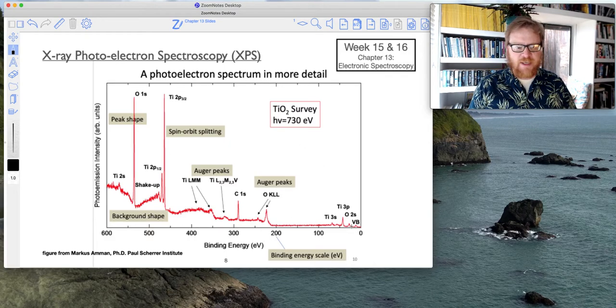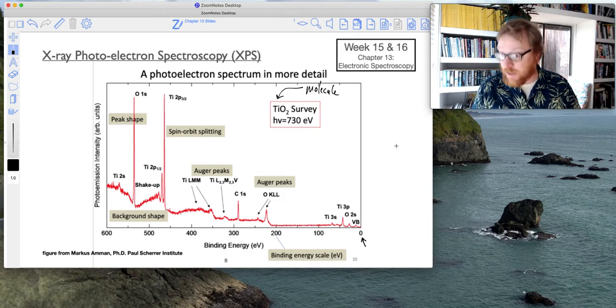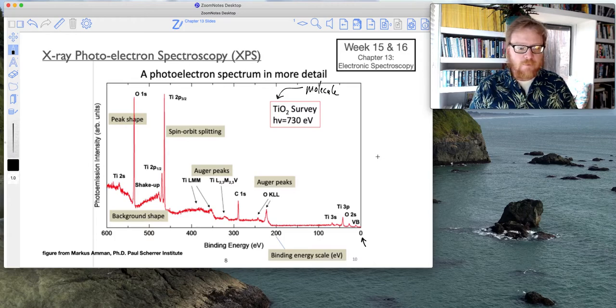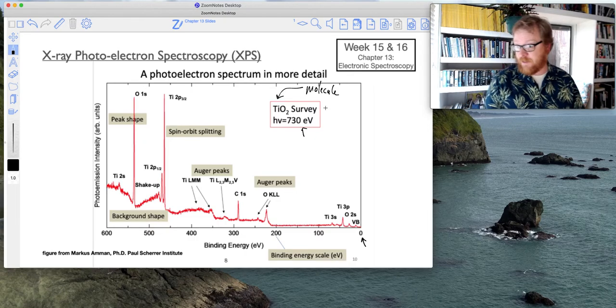So here you can see at zero binding energy, these are the electrons that are furthest away from the nucleus. So that VB right there stands for valence band. And now what we're also looking at here, you can see this is titanium oxide. So we're actually looking at a molecule, okay? You can see we're also seeing what the incident radiation was. 730 electron volt would be the incident radiation.